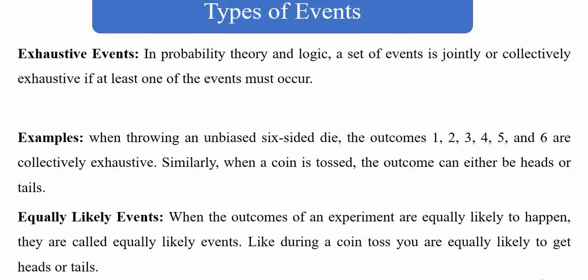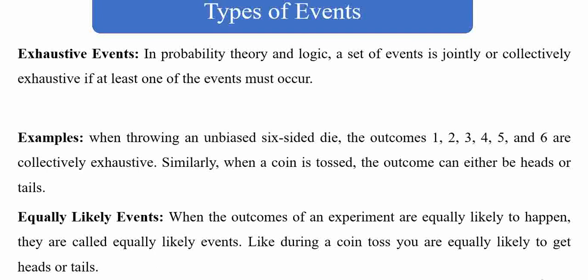Okay, so look at the definition of exhaustive events, and then you can see the examples, so it's more clear. A set of events is collectively exhaustive if at least one of the events must occur. Now the example. When throwing an unbiased six-sided die, the outcomes 1, 2, 3, 4, 5, and 6 are collectively exhaustive. Why? Because we can get one number from 1 to 6, so at least one event is occurring. This means that these events are collectively exhaustive.